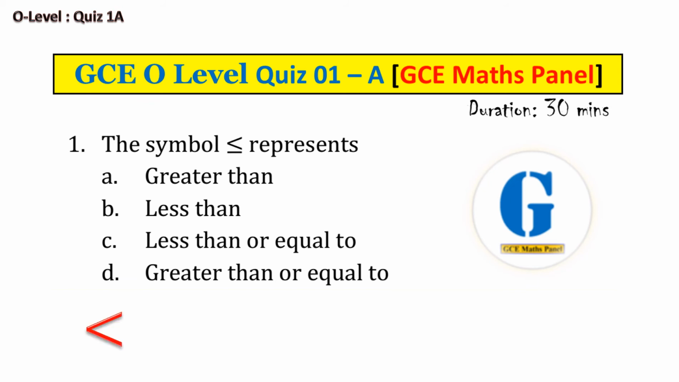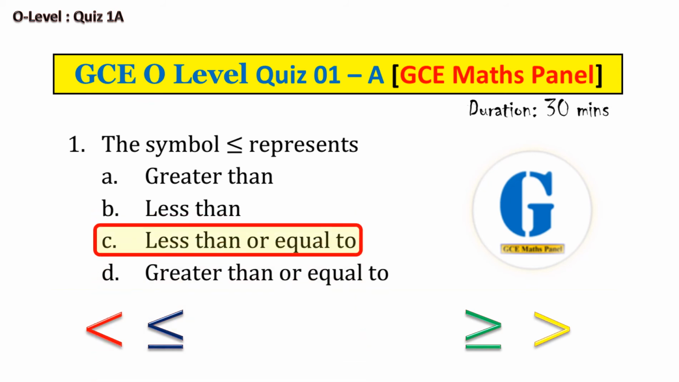Now whenever this symbol points to the left, it is read as less than. To the right, it is greater than. If it points to the left with a bar under, it is read less than or equal to. And if it points to the right with a bar under, it is read greater than or equal to. So the key to this question is less than or equal to.